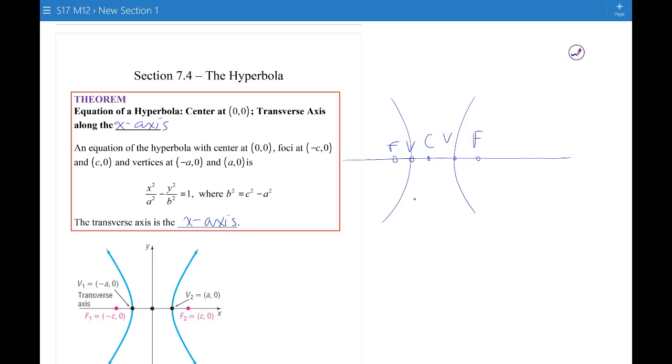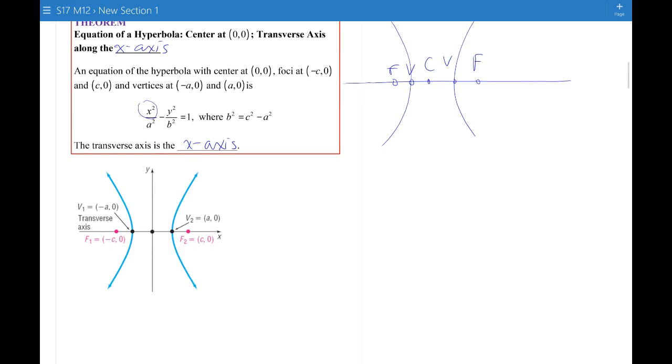So the equation, because the transverse axis is going in the x direction, the x squared term comes first. So that's going to be the only difference with the hyperbolas, is that the order matters because there's subtraction. So with the ellipses, it was addition, so the order didn't matter. But now we're doing subtraction, so the order matters.